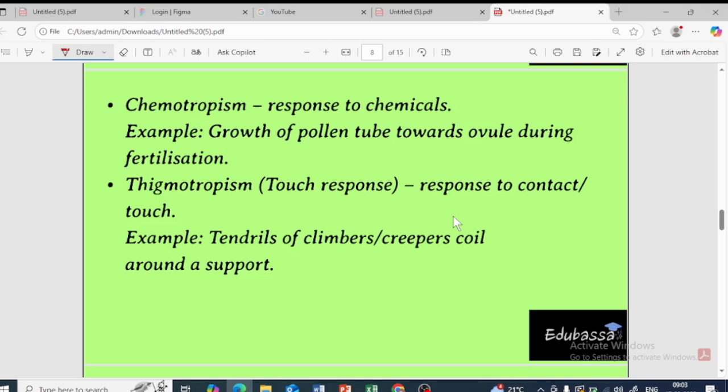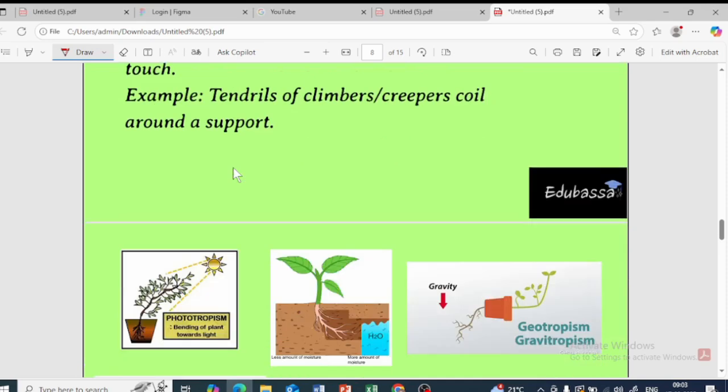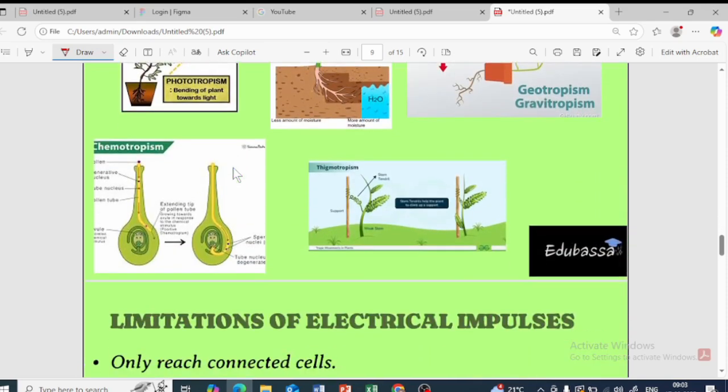What do you mean by towards the chemical? Okay, I will explain. One such example is growth of pollen tube towards the ovule during fertilization. I will explain this with the diagram. One second, with the picture. So you can see over here chemotropism, isn't it?